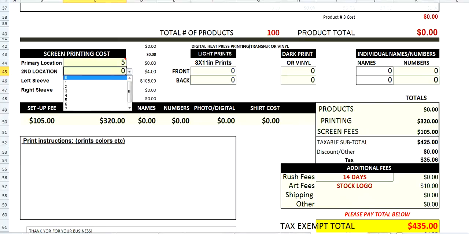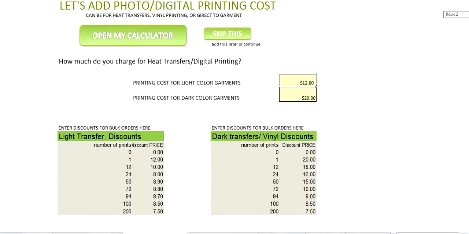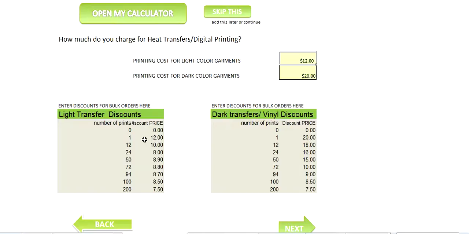Now there's also one other place, I believe, in the calculator where we set up discounts, and that would be here in the digital printing area. Now for digital prints, we did that a little bit different. We still went in and put in the number of prints. This example is for heat transfers.